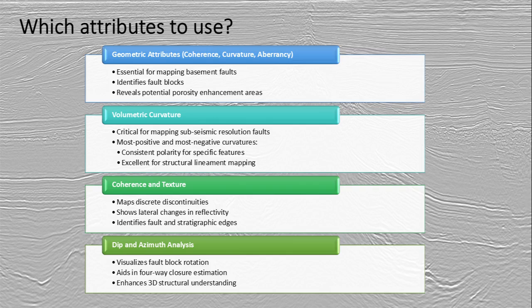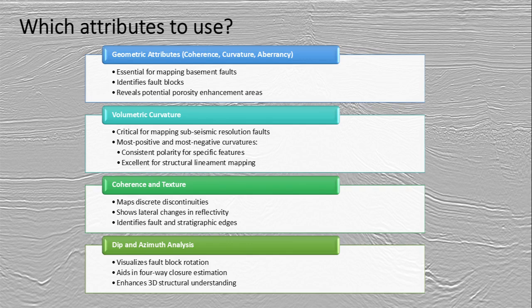Some of the ones that we like for compressional terrains are the geometric attributes like coherence, curvature, and aberrancy. These are really great for mapping faults and basement faults and identifying fault blocks. You can also calculate volumetric curvature, which is a little bit better at subseismic resolution faults, and you can use the most positive and most negative curvatures.